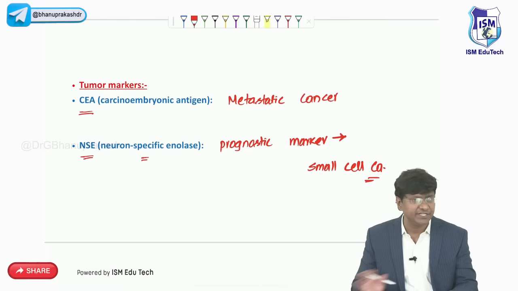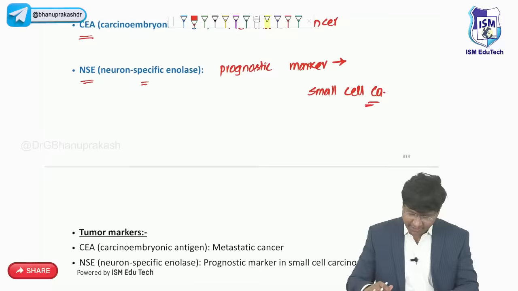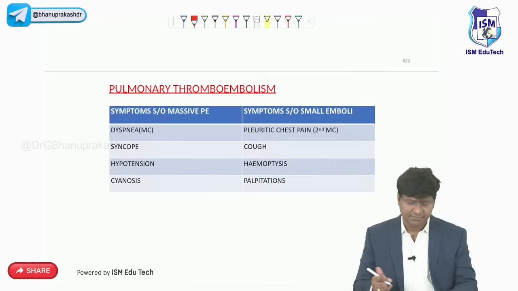And the last important topic in pulmonology will be pulmonary embolism. And what will be the clinical presentation in pulmonary embolism? The most common presentation will be sudden onset dyspnea. And other manifestations are syncopal attack, hypotension, cyanosis. And the second most common symptom will be pleuritic chest pain. The others are cough, hemoptysis and palpitation.